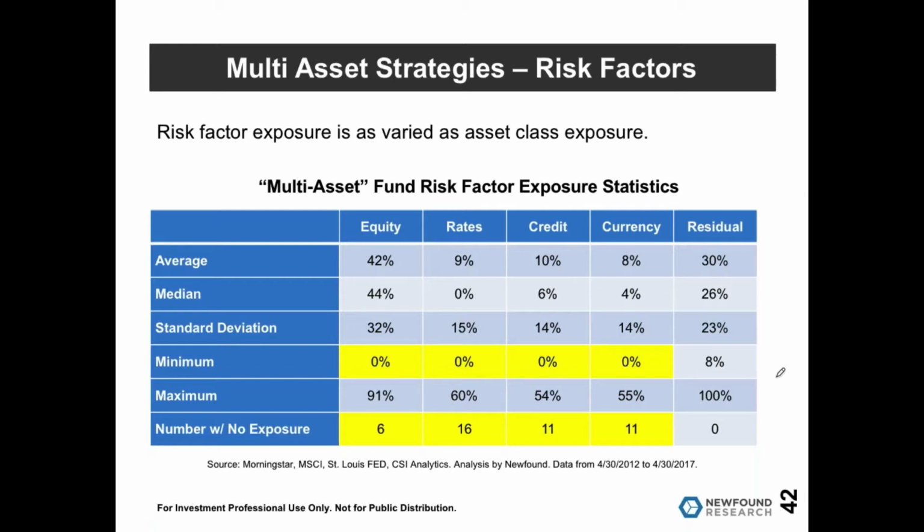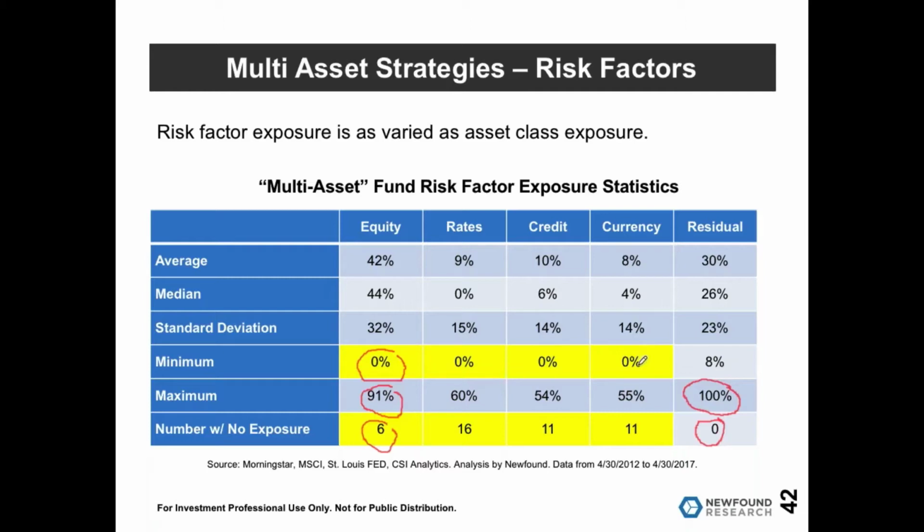We find that it's as varied as the asset class exposure. For equity risk, the minimum exposure that any of the funds had was 0, and there were 6 funds that had no exposure to equities. The maximum was 91%. Over here, we had one fund that was exposed to 100% residual risk. So it was all idiosyncratic to equity, rates, credit, and currency. And there were no funds that had 0 exposure to a residual risk.